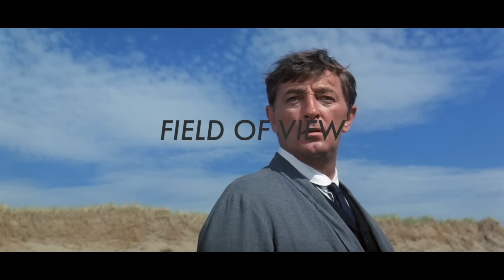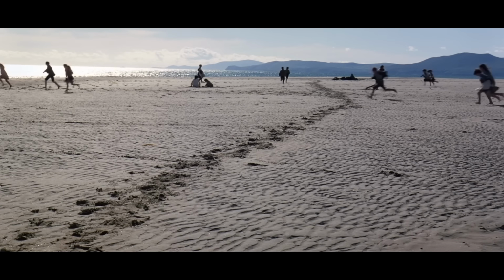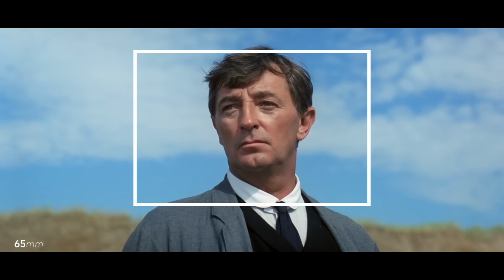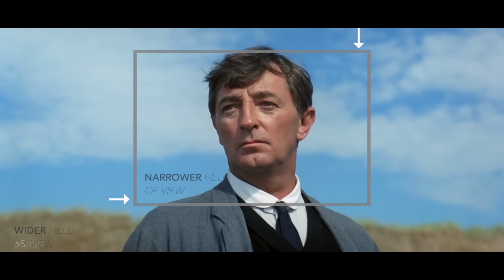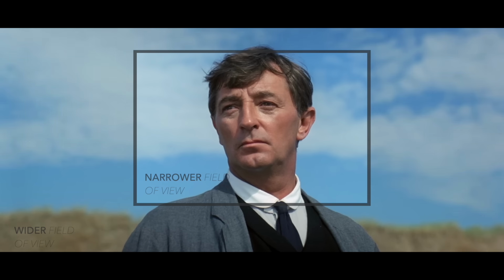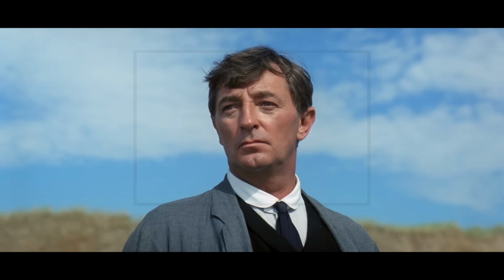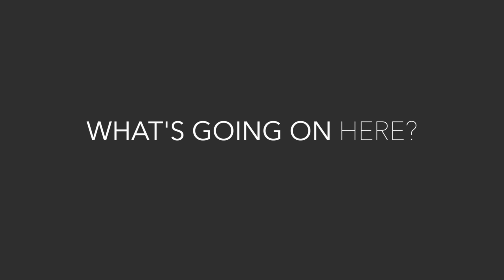To return to field of view, consider this scene from David Lean's 65mm epic, Ryan's Daughter. If this same image were to be shot on a smaller format, it would have a narrower field of view. It's going to have a greater crop factor. But contrary to popular assumptions, the depth of field and perspective will not have changed between these two images. So what's going on here? Why do so many people claim that format size has a direct impact on depth of field?